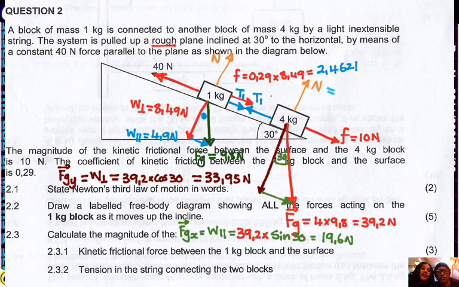All right, so if I was interested in the normal force of this one here, it will be opposite to this brown one, which is 33.95. So this is going to be 33.95 Newton. So now I have indicated all the forces acting on an object.